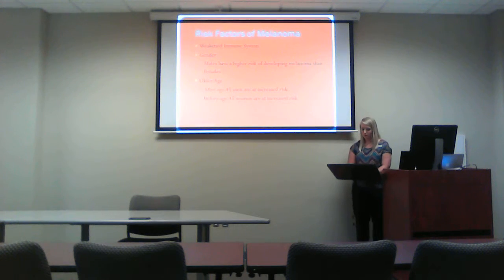Since melanoma risk increases with age, people who are older, above 45, are at risk. Most men after the age of 45 are at increased risk. But as stated earlier, women at a younger age are at increased risk. Men who are Caucasian, older than 50, are most likely to get melanoma.